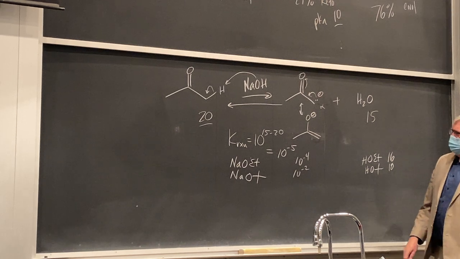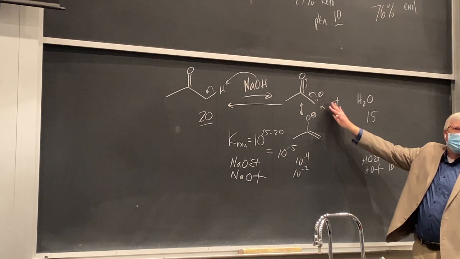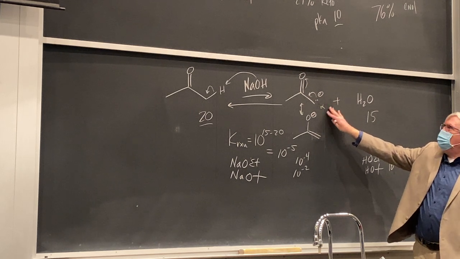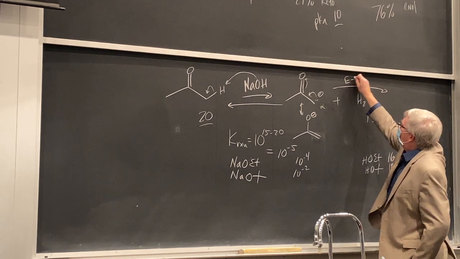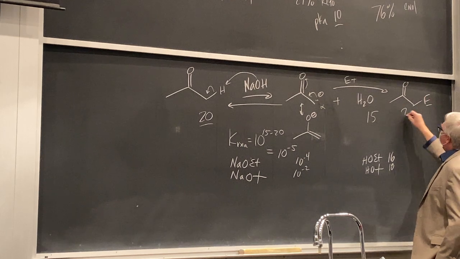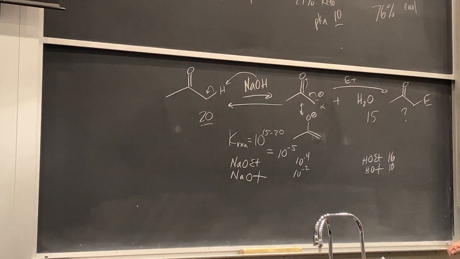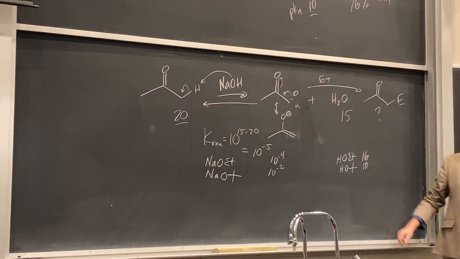Does this mean, well, it means a couple things, right? The equilibrium's not favored, so this is minor. But does this mean we can never use these as nucleophiles with an electrophile? Is this reaction never going to happen then? That's a good question, isn't it? What do you say to that? It's not favored to form the enolate, but could we still do reactions with electrophiles?